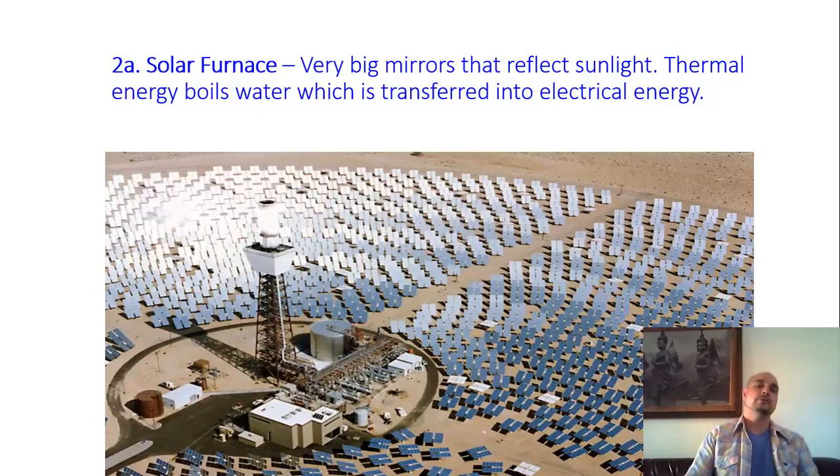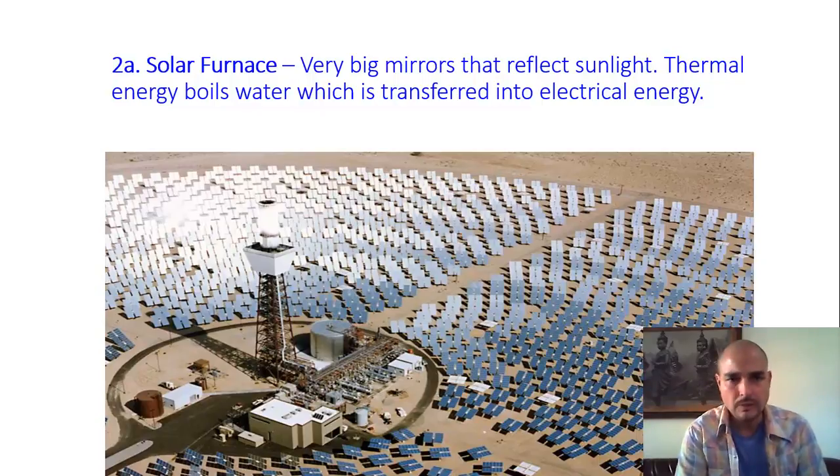Okay, 2A. I'm talking about what a solar furnace is, and then solar power. So a solar furnace, you can see a big picture there. It's a lot of mirrors, and they direct sunlight at a big container at the top of this tower. And in that container there's water, and the water is boiled and turned to steam. And this steam will spin turbines, which are connected to generators, a power plant. So creating electricity again.